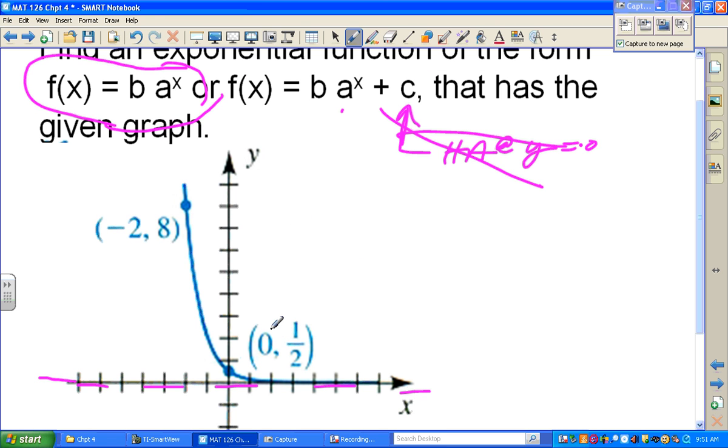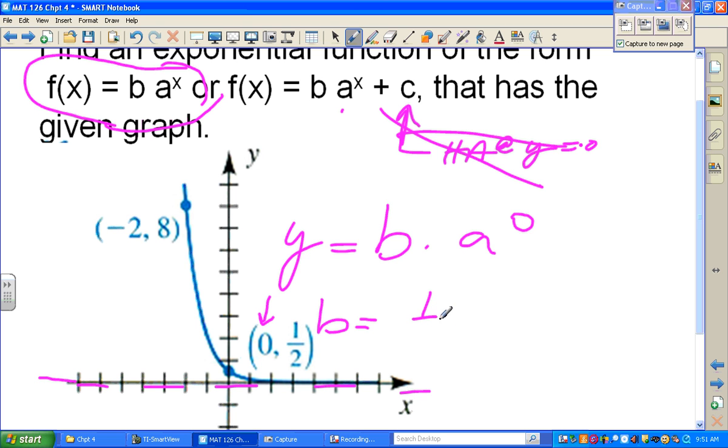If x is 0, oh, this tells me what b is, doesn't it? B times a to the 0. If x is 0, what's y going to equal then? 1/2. So this tells me what b equals. 1/2.